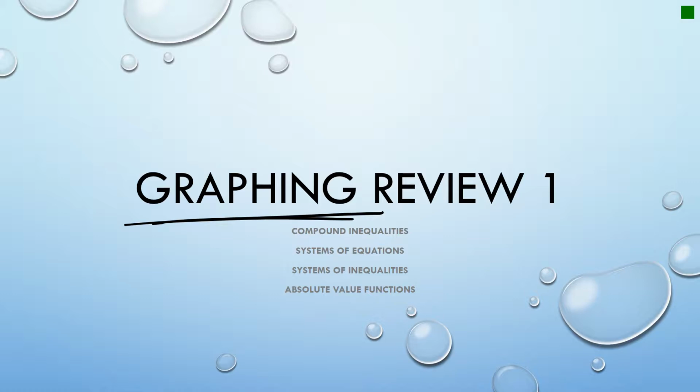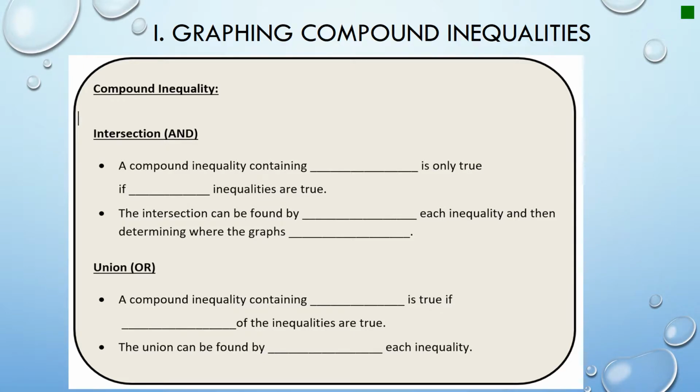And we're going to graph all of these because you're going to have a quiz over graphing, a test actually, pretty soon. So compound inequality, remember, is going to be either, so it's two inequalities solved at the same time, simultaneously.